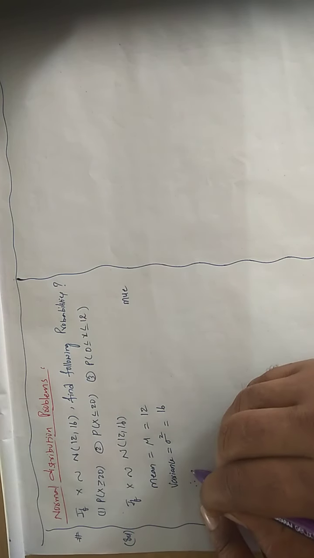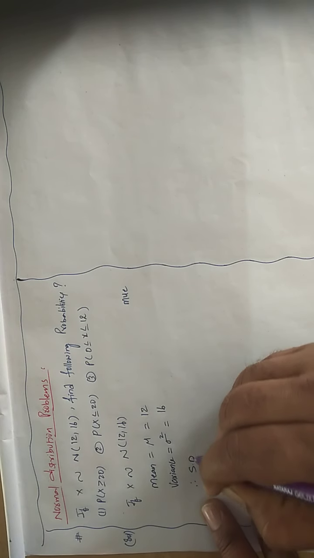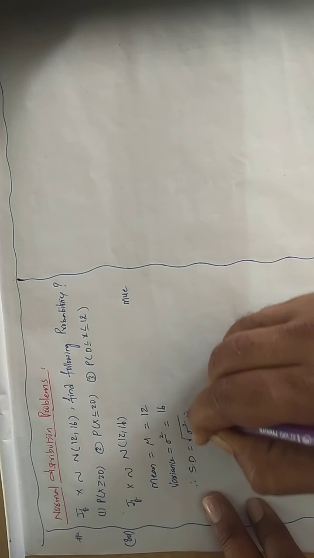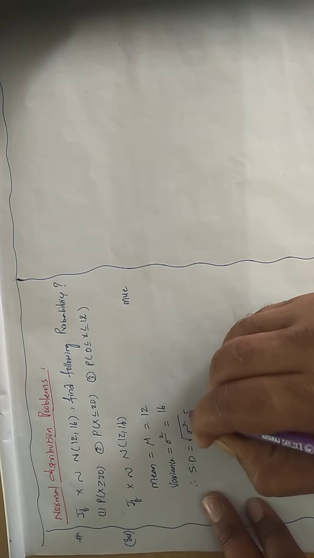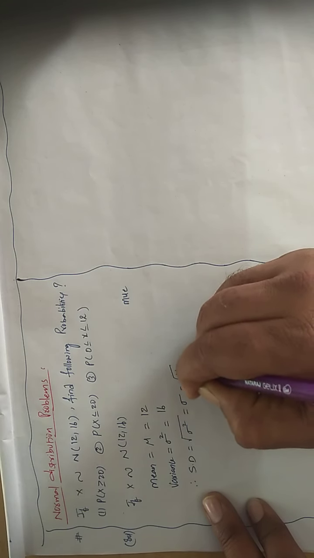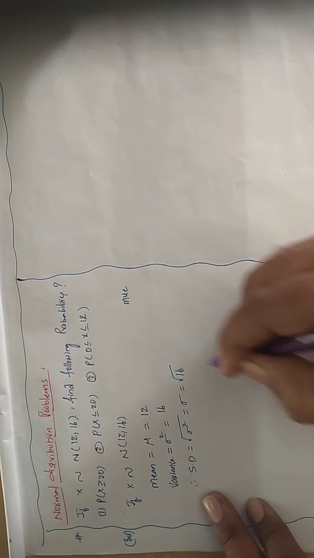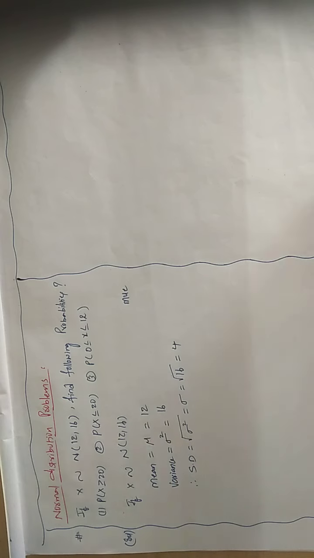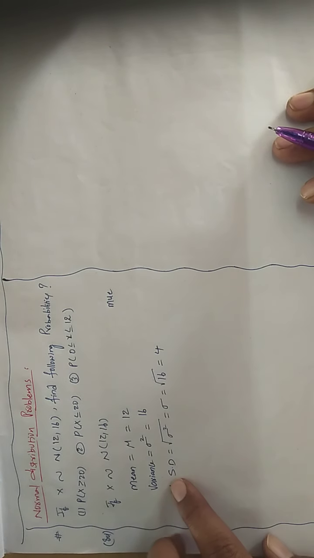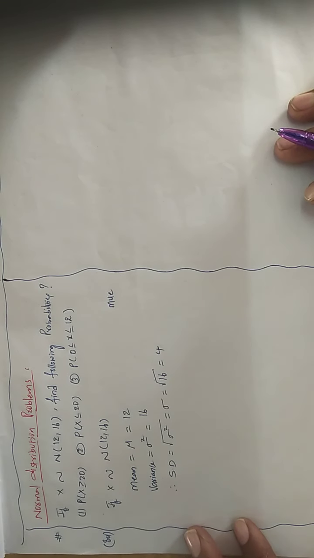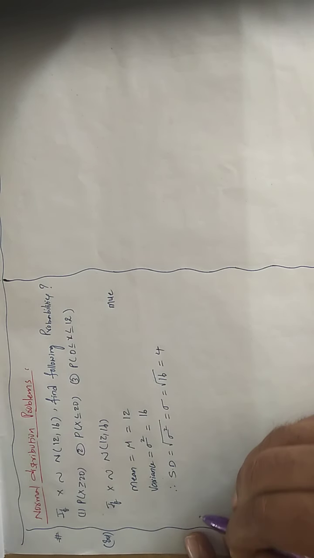Therefore, what does the standard deviation become? Standard deviation is nothing but the square root of variance. So what is this? Sigma. So here, square root of 16. So what is its value? Nothing but 4. So now what you got? Standard deviation also we calculated from the given information. Now we go for application of the first problem.